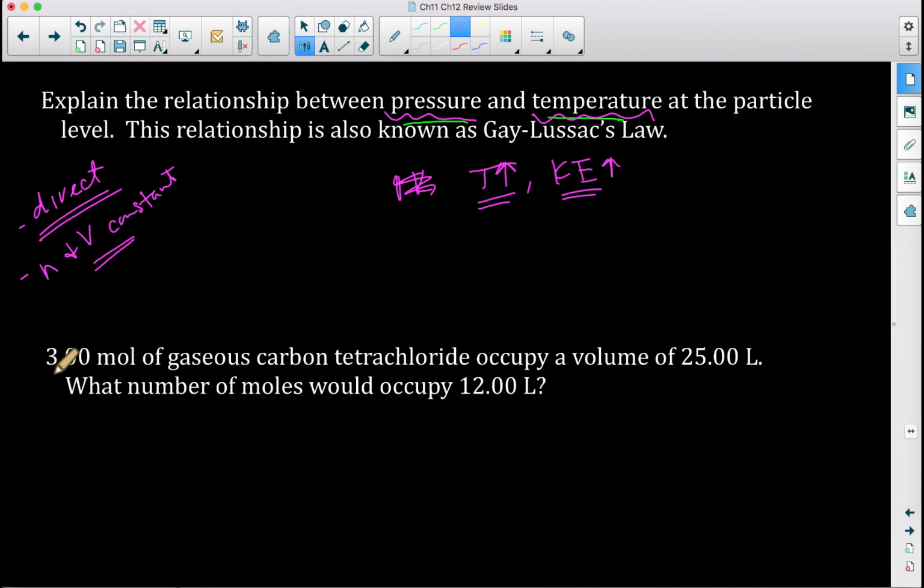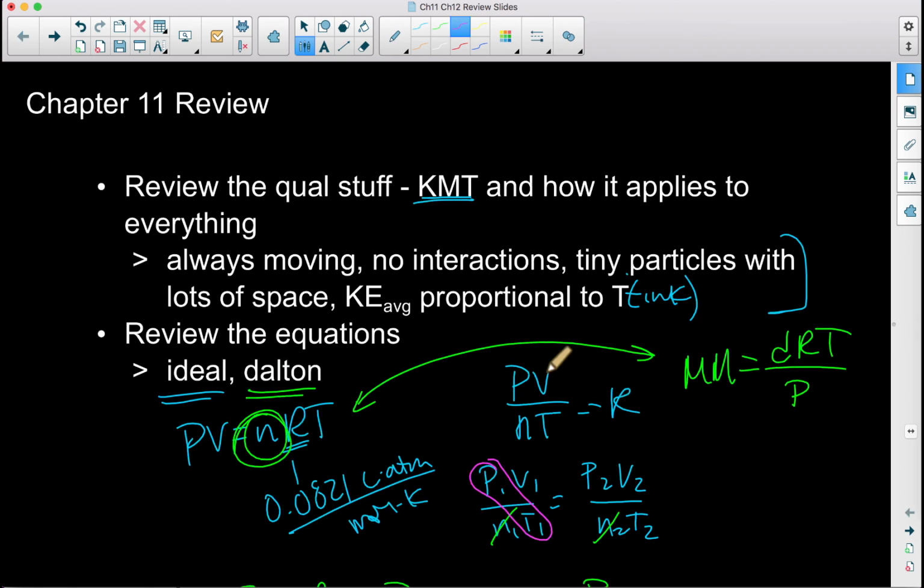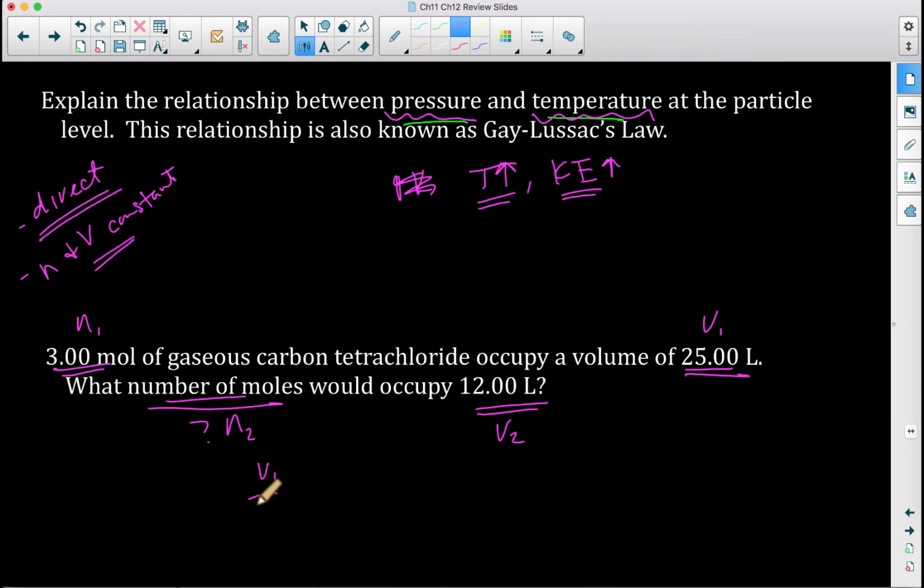Okay, next up, it says 3 moles of gaseous carbon tetrachloride occupy a volume of this. My question is what number of moles would occupy 12 liters. So liters and liters, let's get some labels here. This would be N1, this would be V1, this would be V2, and this would be N2. Let's come up with our relationship. Moles and volume, one on top of the other, so V1 over N1 equals V2 over N2.